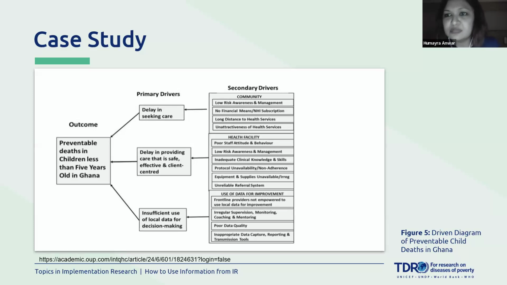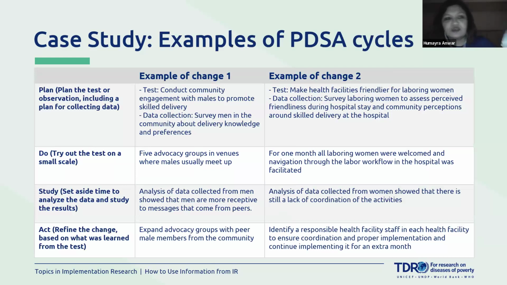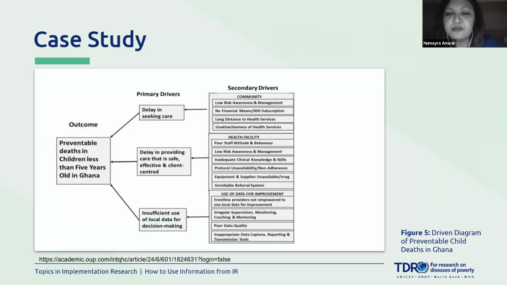So when they did the research, they found out some drivers, primary drivers and secondary drivers. Primary drivers are those that delay in seeking care, and secondary is associated with delay in seeking care. And also there is a delay in providing care by the healthcare providers. And also there is insufficient use of local data by decision makers. So here, if we run a PDSA cycle, first was the delay in seeking care. That means the beneficiaries are delaying getting to the health facilities.